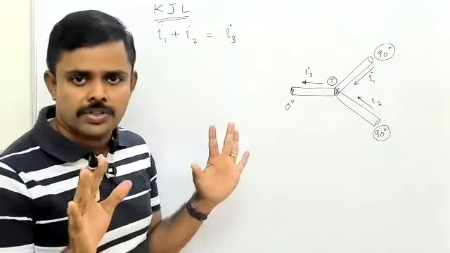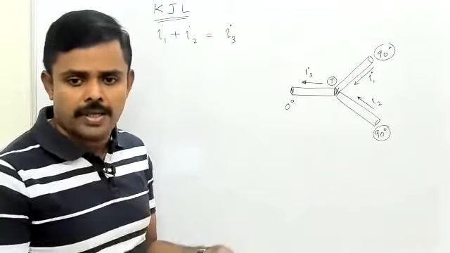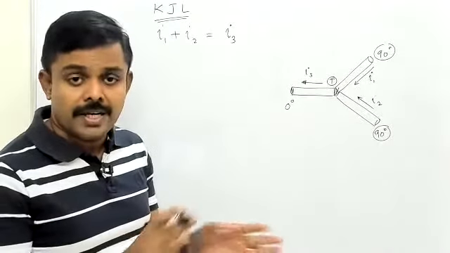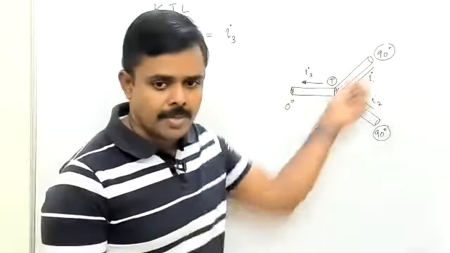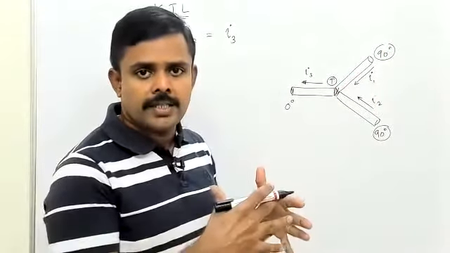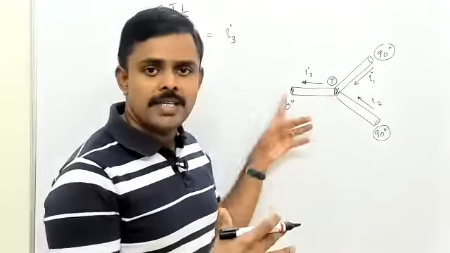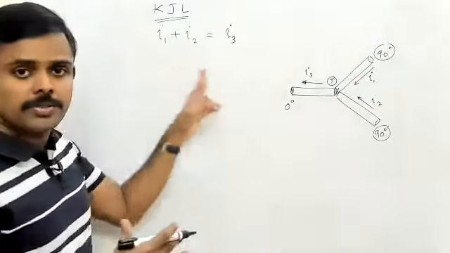Current can never stop flowing. Current has to keep flowing. Current cannot stop anywhere. Current can never get accumulated anywhere. So I1 is coming in, I2 is coming in. Together they join and then flow as I3. I1 plus I2 is equal to I3.